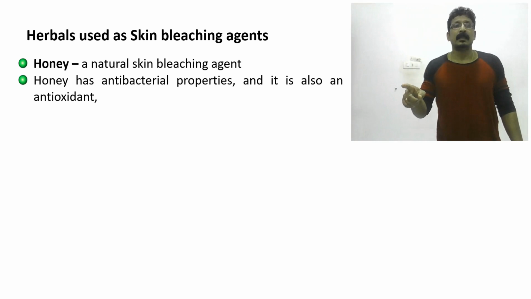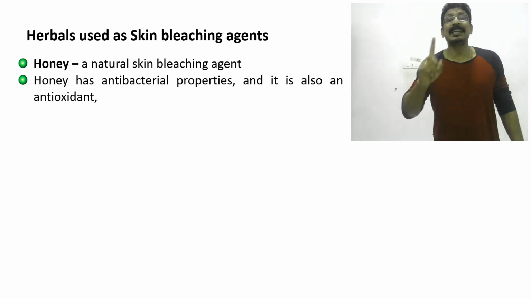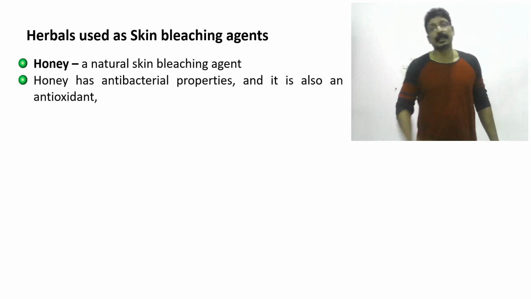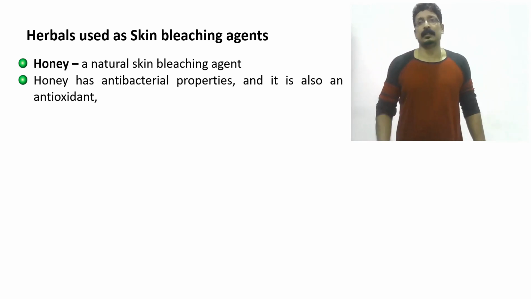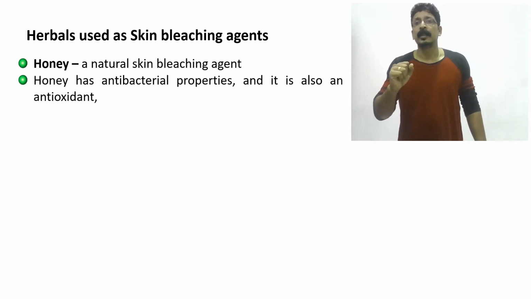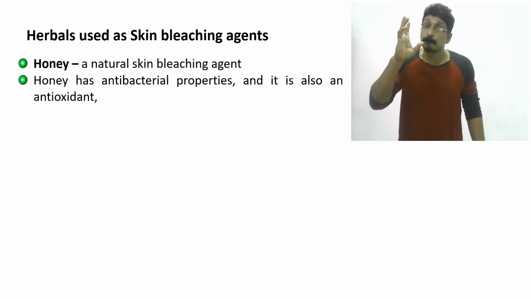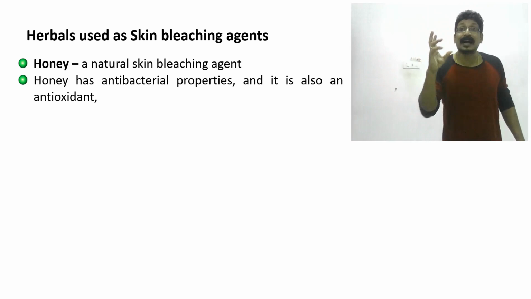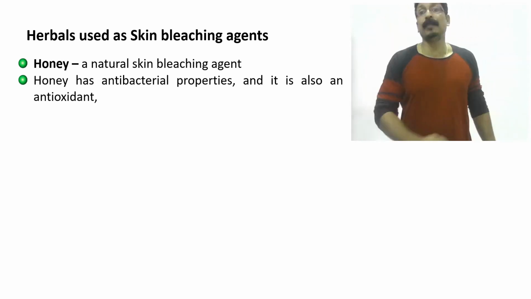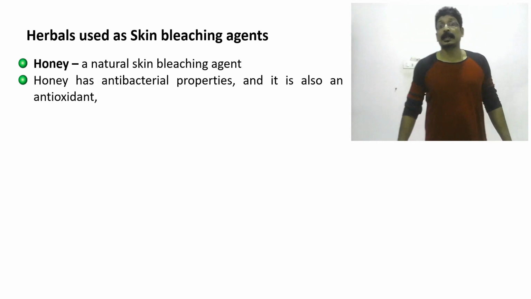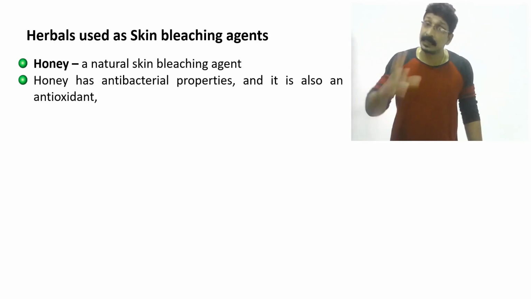Honey has antibacterial property, and it is also an antioxidant. We might have heard about antioxidants. They are very much useful, they act as antioxidants, and they stop even proliferative growth. They are very much useful for cancer also, they used to stop cancerous development.